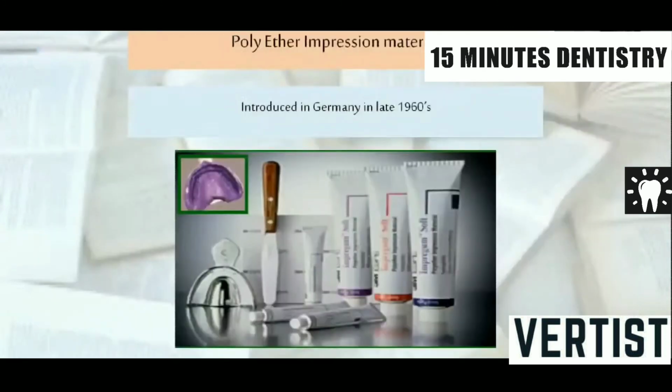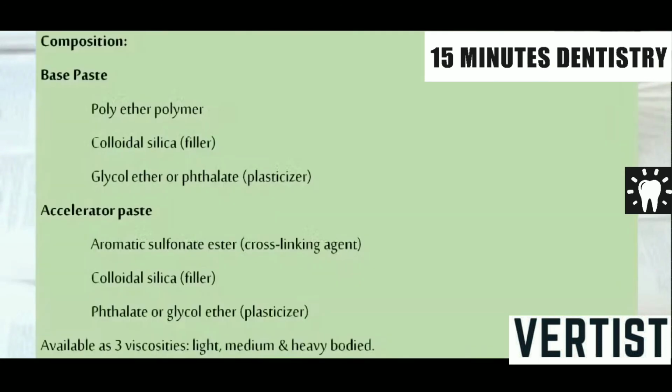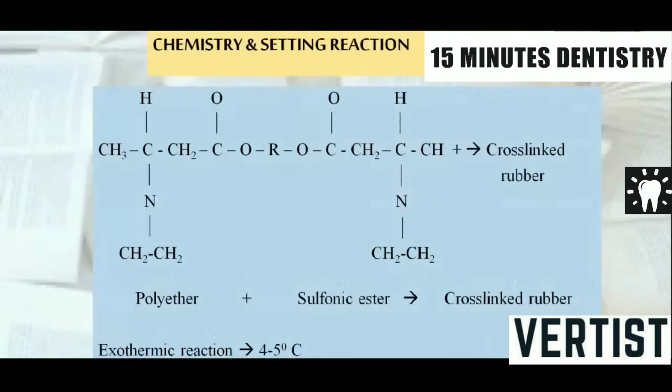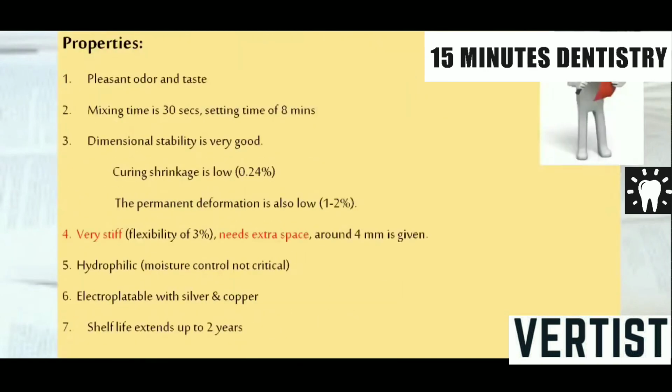So another material is polyether, a material which can be used in a single consistency. In the base and accelerator, the base has polyether polymer and the accelerator has aromatic sulfonic ester, and that causes the reaction of sulfonic cross-linking rubber formation. This is an exothermic kind of reaction. Almost 4 to 5 degrees Celsius temperature will be released from this reaction. Another is it has a pleasant odor and taste. Mixing time is 30 seconds, setting time of 8 minutes.